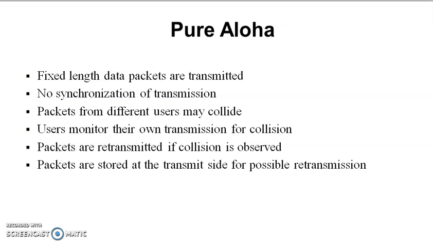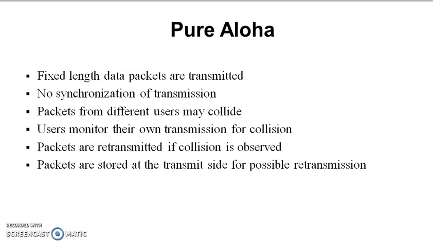Now in a pure ALOHA system, a user transmits a fixed length data packet without any synchronization, and we can start transmitting the data. When multiple users attempt to transmit randomly to a channel, packets have a finite probability of colliding with each other, and a collision occurs when a part of a whole packet overlaps.